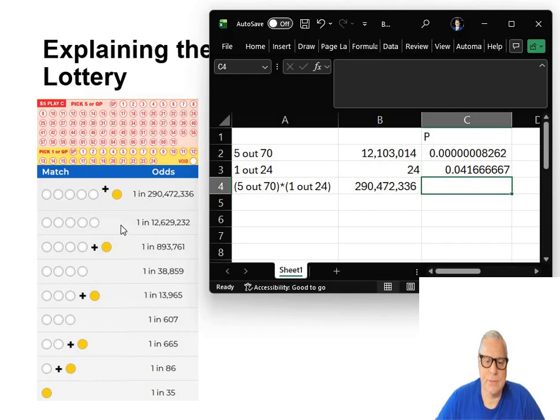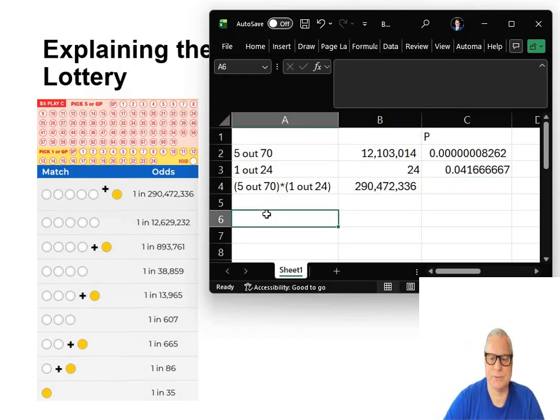We can still take a look at the second prize, because this one says that you get 5 and you do not get the mega ball. The 5 out of 70 is the same, but how many ways are there to not get the mega ball? There are 23 out of 24 ways.